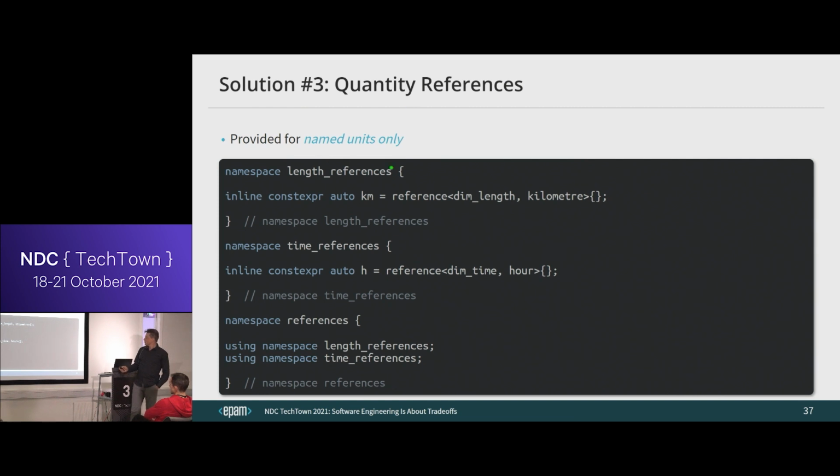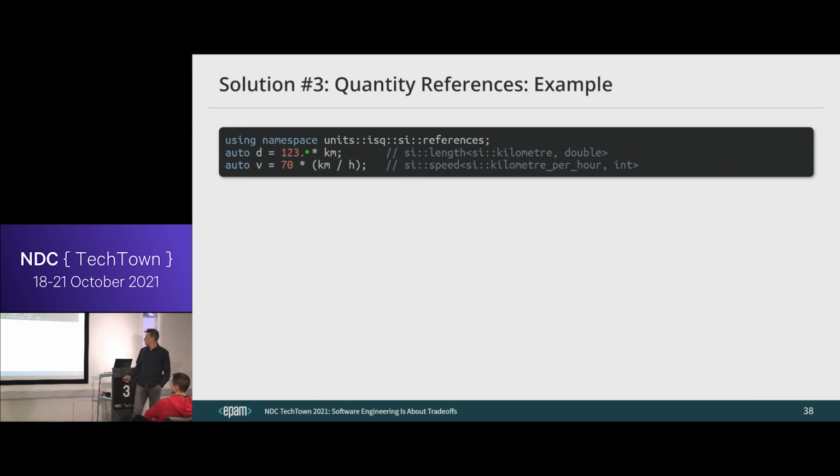Quantity references are provided only for named units. So we have a reference, a new type that basically encapsulates length and unit, and we state this is kilometer, time and hour. These are variables, not aliases, right? Like objects. And if you want to provide some speed or length, you type it in the well-known form, maybe from Boost units, if you are familiar with this one. You multiply a number by a unit, and you end up with an SI length of kilometer and double.